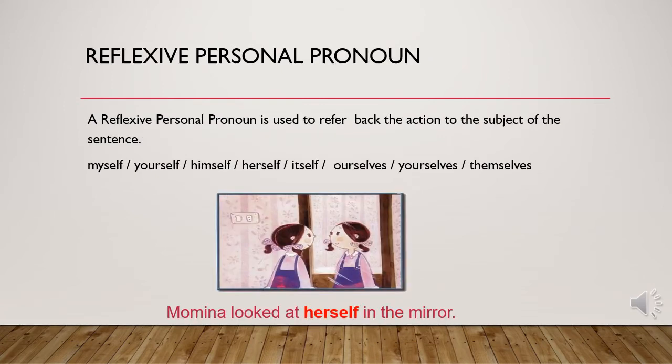A reflexive personal pronoun is used to refer back the action to the subject of the sentence. Myself, yourself, himself, herself, itself, ourselves, yourselves, and themselves are reflexive personal pronouns. Momina looked at herself in the mirror. In this example, herself is reflexive personal pronoun.